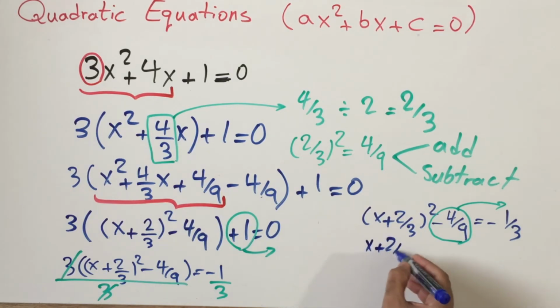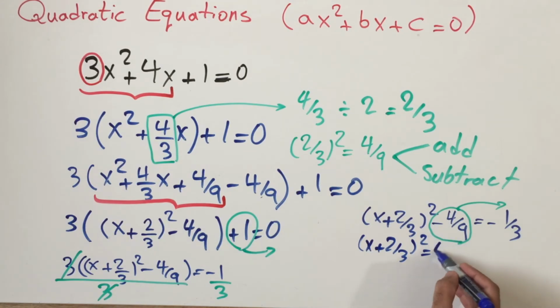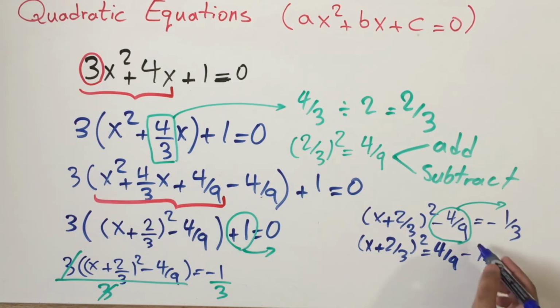So the next step is going to be bringing this number to the right side. So (x plus 2 over 3) squared equals, this is going to be plus, so 4 over 9 minus 1 over 3. So again, here you can find the common denominator. So instead of 1 over 3, I can write 3 over 9. So I'm changing this 1 to 3, and this 3 can be 9. This is the same as 1 over 3, right? So now the denominators are the same, and the result is 1 over 9, right? 4 minus 3 is 1.